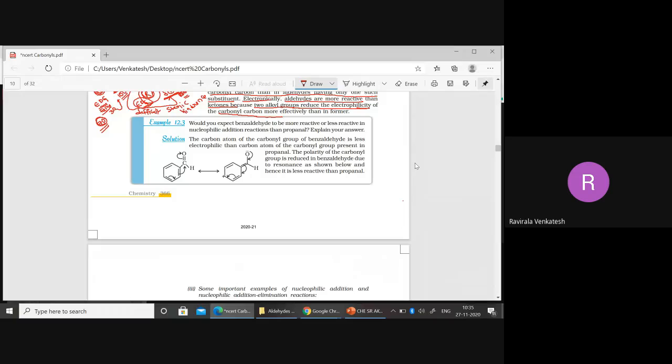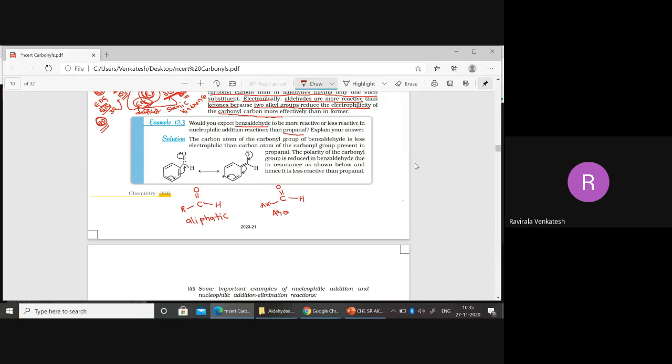Now, let me take one more question here. Whether benzaldehyde is more reactive when you compare it with propanal. Here, what is actually happening? R-C double bond O-H is an aliphatic aldehyde. This part is called aliphatic aldehyde. And if I write any aromatic group like this, then they are called aromatic aldehydes.